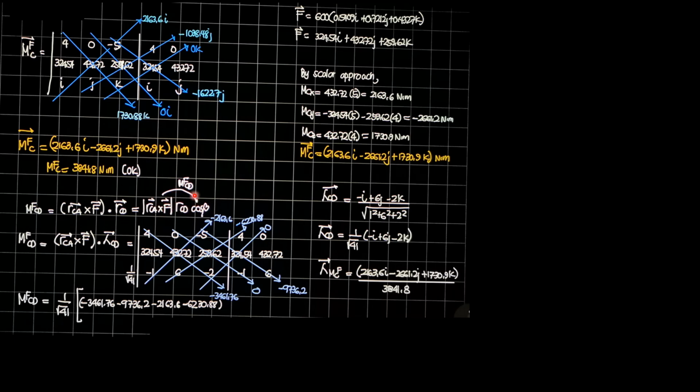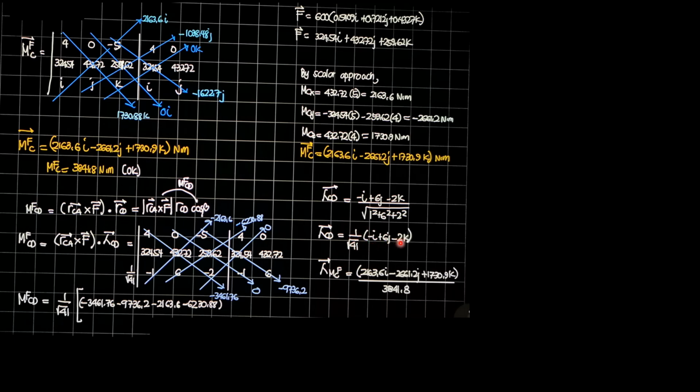So therefore, deriving this formula, MCD is equal to RCA cross F, then that dotted with RCD divided by the magnitude of RCD, which is the unit vector of CD. The unit vector of CD: because D is at (negative 1, 6, 3) and C is at (0, 0, 5), negative 1 minus 0 is negative I, 6 minus 0 is 6J, then 3 minus 5 is negative 2K, all over the magnitude, square root of 1 squared plus 6 squared plus 2 squared. So therefore, lambda of CD is 1 over square root of 41 times the quantity negative I plus 6J minus 2K.